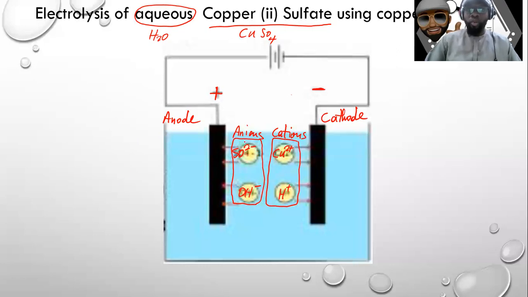Okay, so to know which one of them will form the product at the anode, we need to look at the rule. And the rule states that if the solution is concentrated and it consists of a halide ion, then the product at the anode will be the halide ion. For any other scenario, the product will be oxygen. So again, I'll repeat the rule.